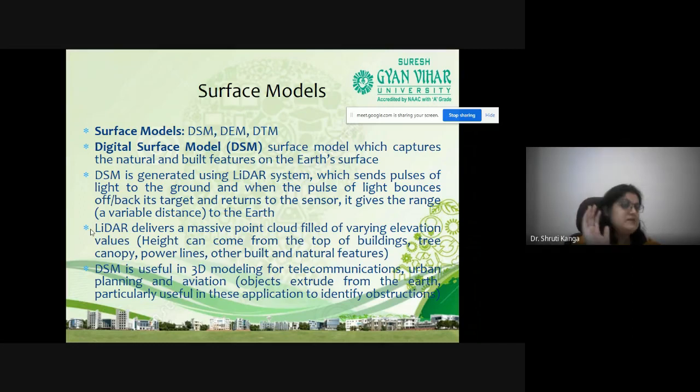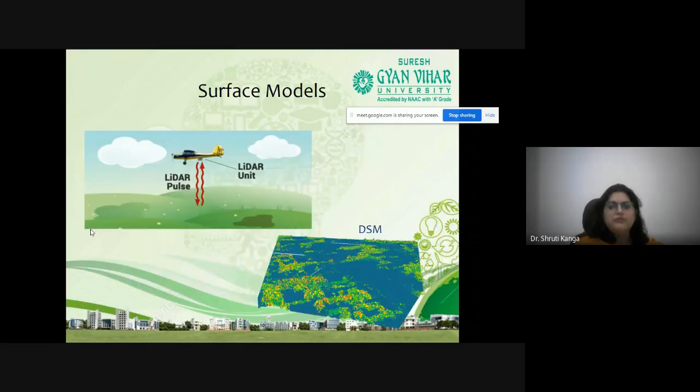Now, this DSM is also very useful in any kind of 3D modeling, where we have different kinds of telecommunication, urban planning related activities, and aviation related activities. Now these are the DSMs. You can see how this lidar unit is sending the pulses, and they get reflected back from the object, and this is how these images look like.